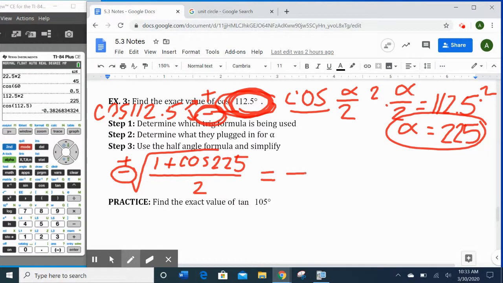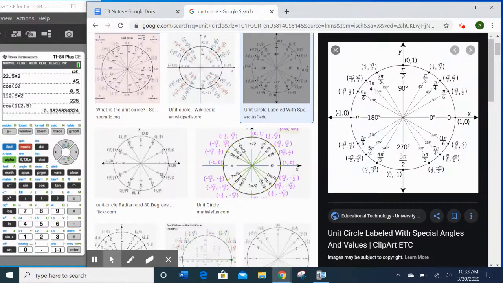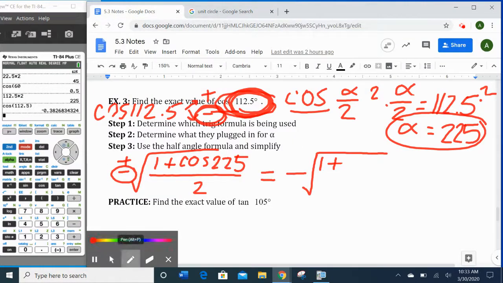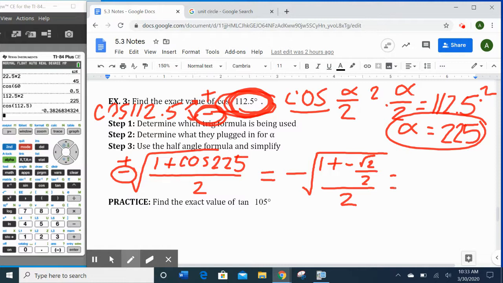So negative square root of 1 plus, let's see, the cosine of 225. The cosine of 225 is negative root 2 over 2, all over 2. So they're going to want us to keep going a little bit with this. So let's simplify what's underneath that square root.